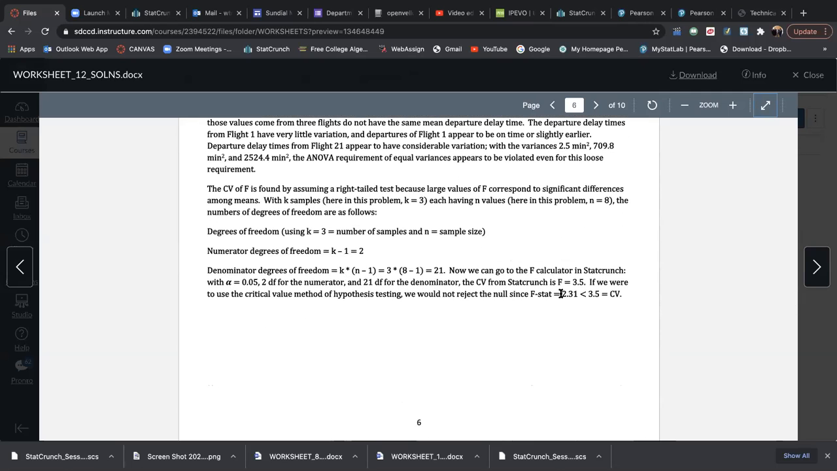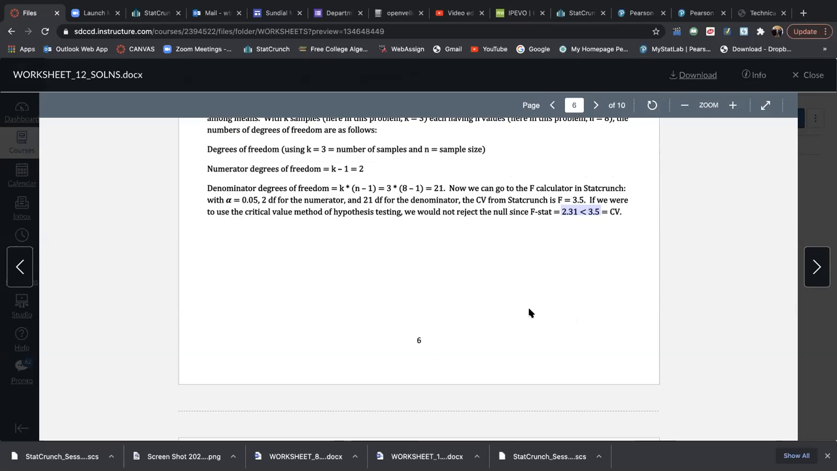Okay, and that's also borne out by the comparison with the critical value. The critical value is 3.5, but our F-stat falls to the left of that. So that would lead us not to reject. High p-value and a low F-stat, okay?